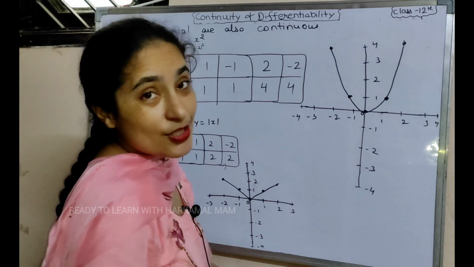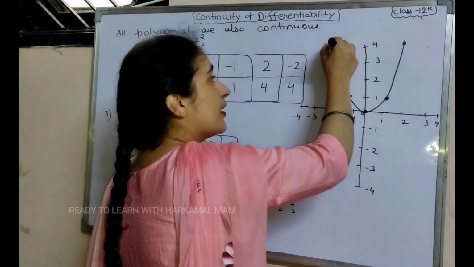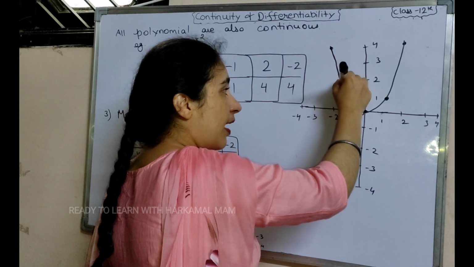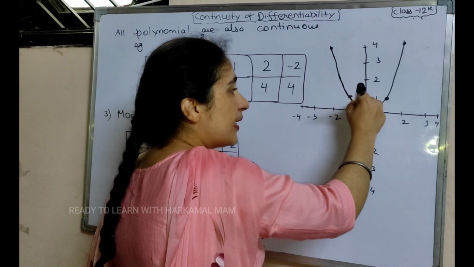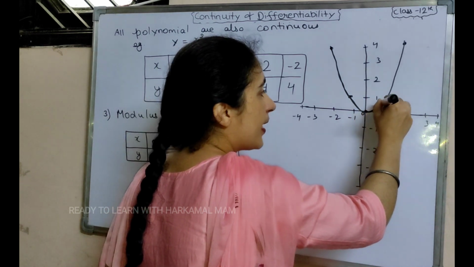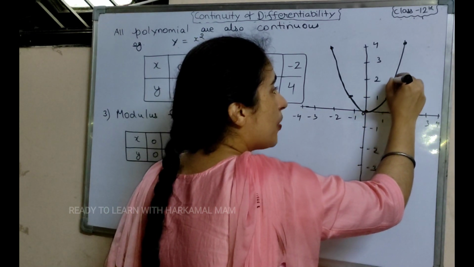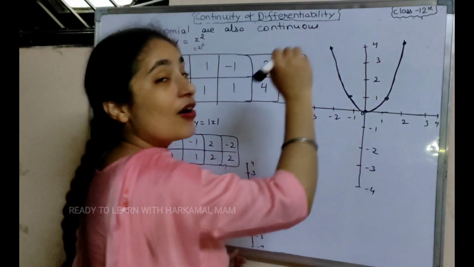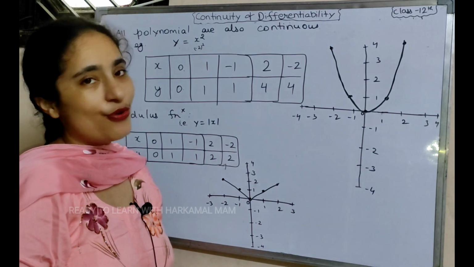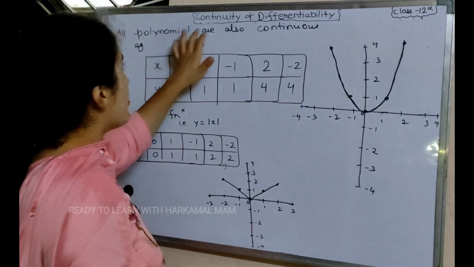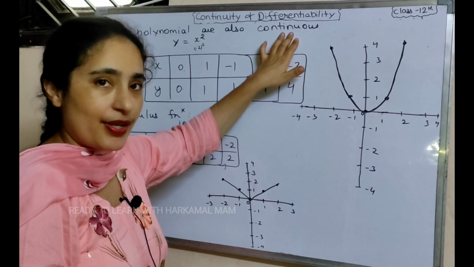So we join these points. When we plot the graph and join the points, I am plotting the graph without lifting the pen. This is called a continuous function. There is no breakage at all. So here we conclude that all polynomials are continuous.